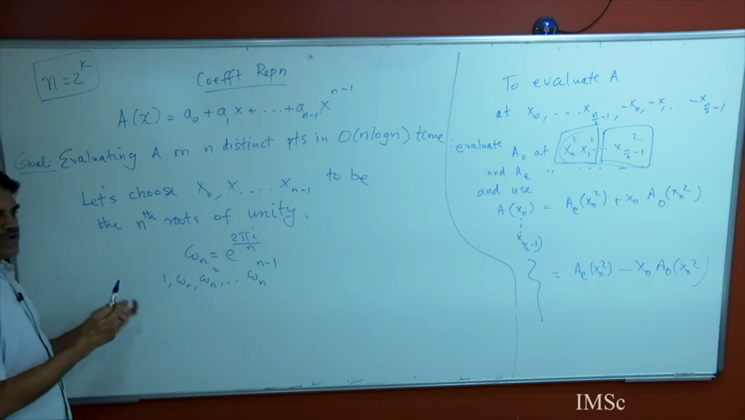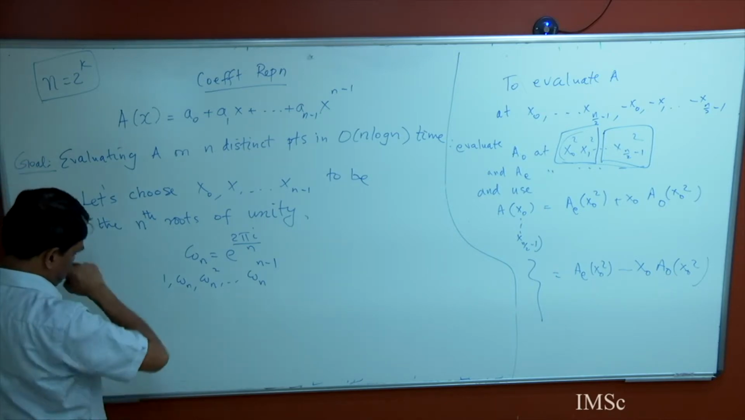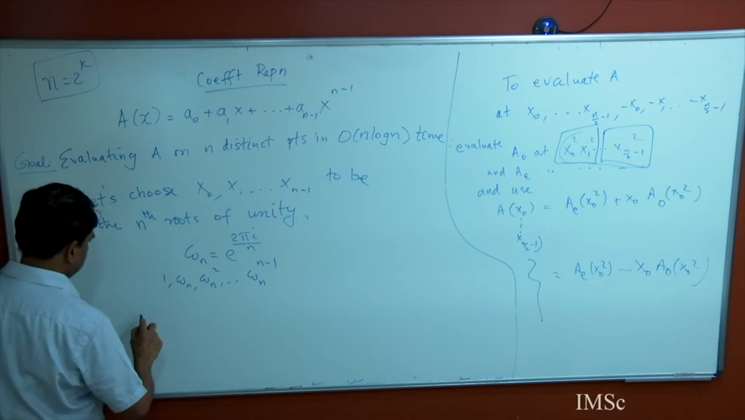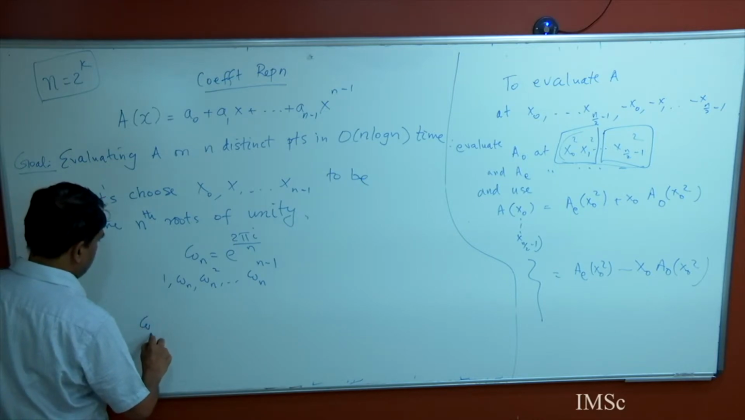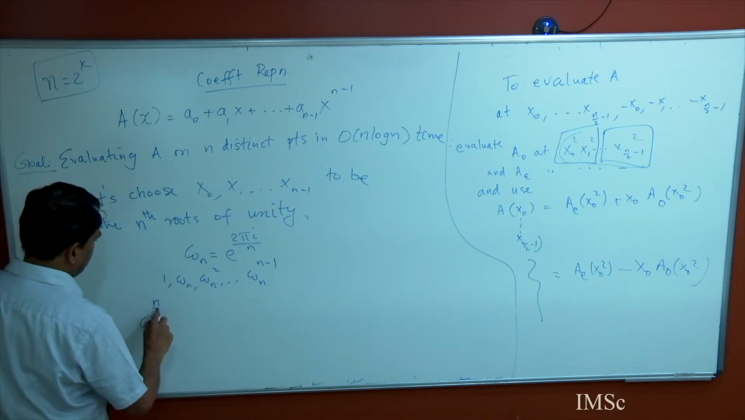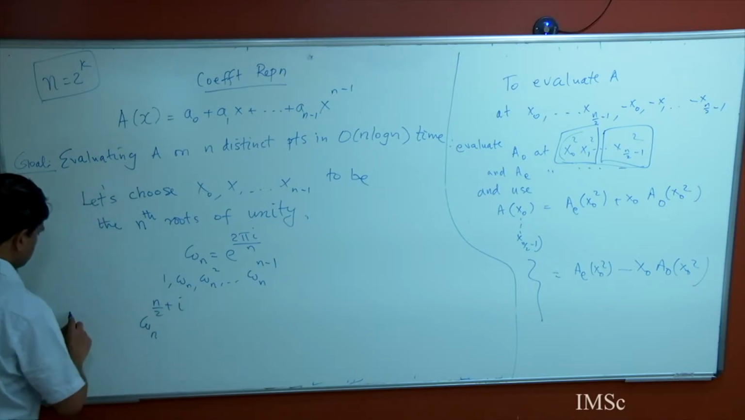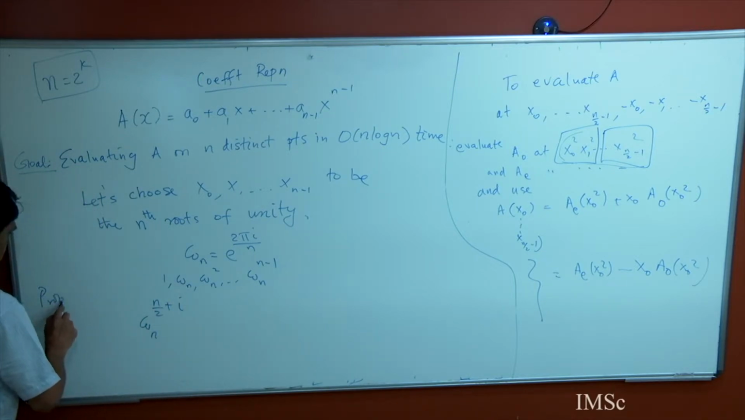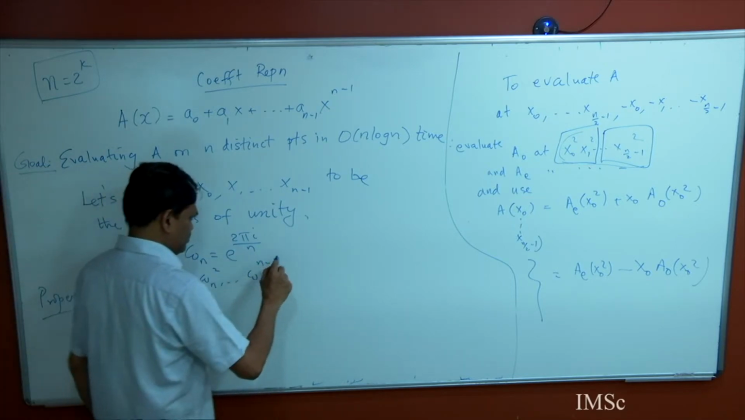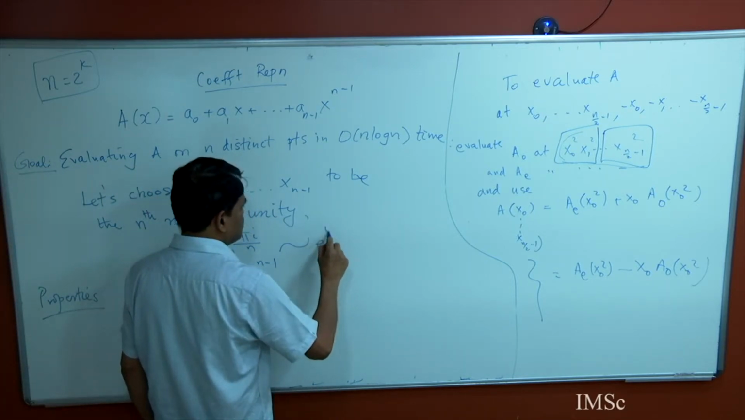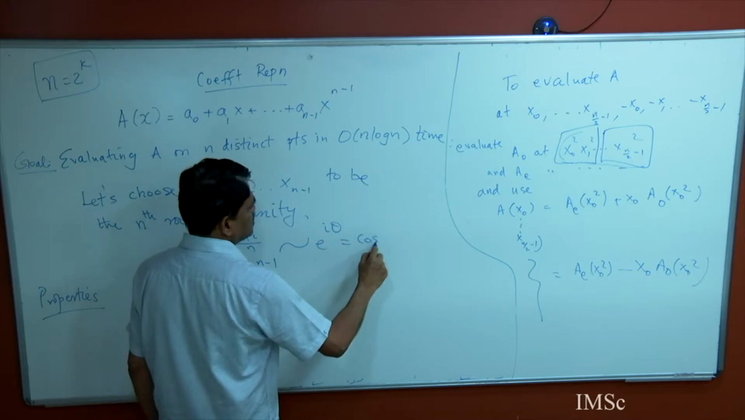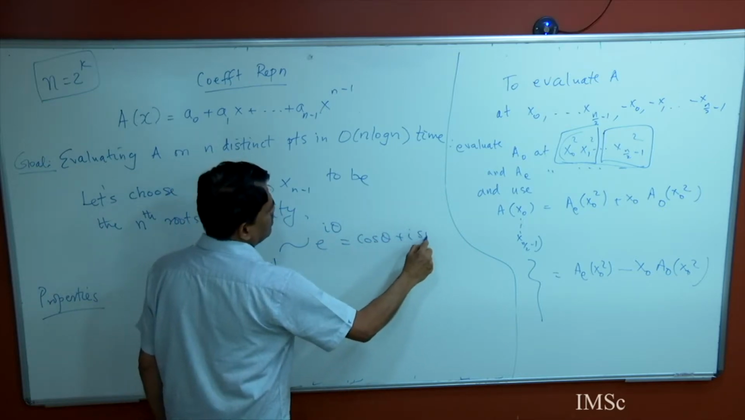They are all this plus minus 1 thing, right? First of all, omega n power n by 2 plus I. Let's write down some properties. Okay, so let's use this formula that it is cos theta plus I sin theta.